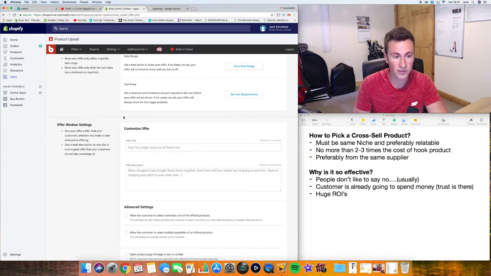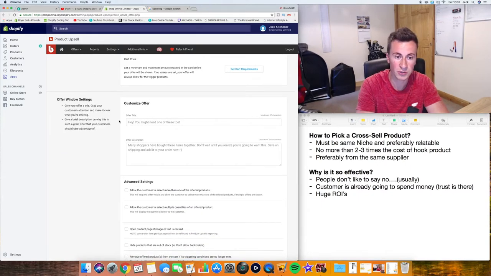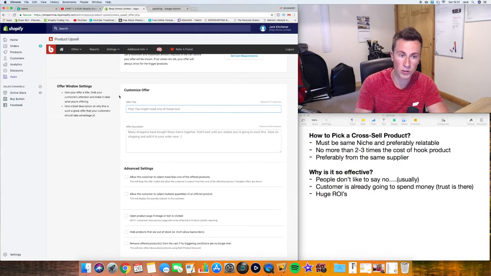Now, offer window settings. This is what your customer sees when the offer pops up, so it's important you get this right. Offer title. I always put a question in here. Just try and get your customers' attention. Getting them to read a question will get them thinking. So I usually go along the lines of, would you like this? They read that and think, would I like what? And then it just gets their attention even more.